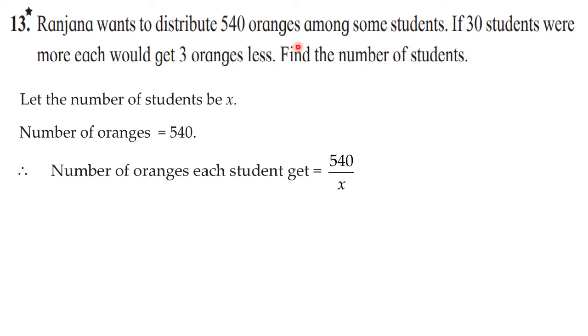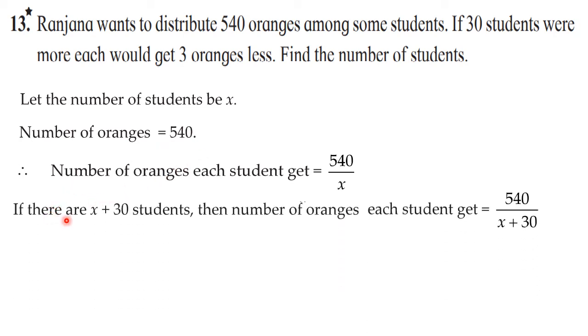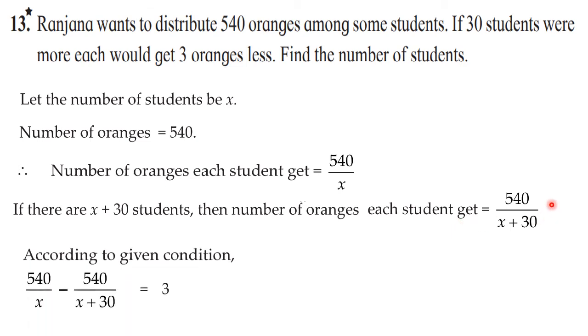Now let us read the next statement. If 30 students were more, the number of students now is going to become x plus 30. And then the students are going to get 3 oranges less. Means the oranges with each student minus 3. But total number of oranges is going to remain the same. So if there are x plus 30 students, then the number of oranges each student will get is 540 divided by x plus 30.